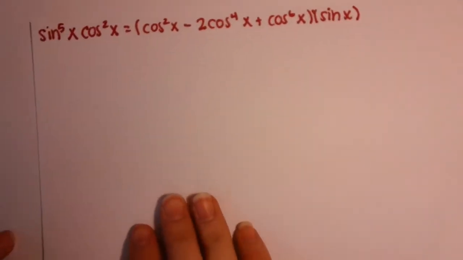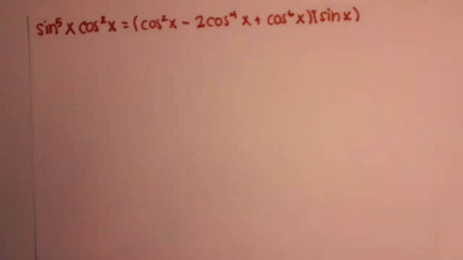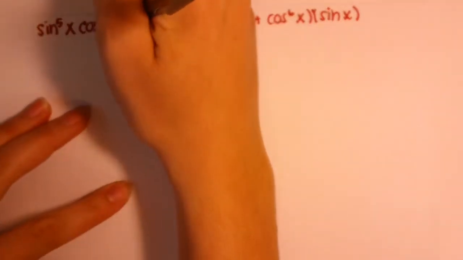So let's try another one. This one looks a little bit more complicated. So you have sine to the 5th x cosine squared x equals cosine squared x minus 2 cosine 4th x plus cosine of the 6th x all times sine x. So right off the bat, this side looks a lot more complicated. So I'm going to work on the right side again.